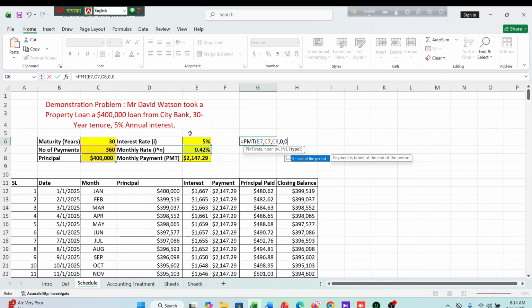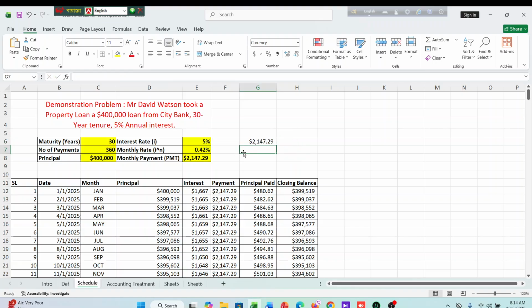As we are going to take a loan, it's a deduction, so the present value will be in minus. Now let's see what happens. Okay, we got the result. This is our installment size per month. We have to pay 2,147 US dollar every month over the life of the loan, up to 360 months.